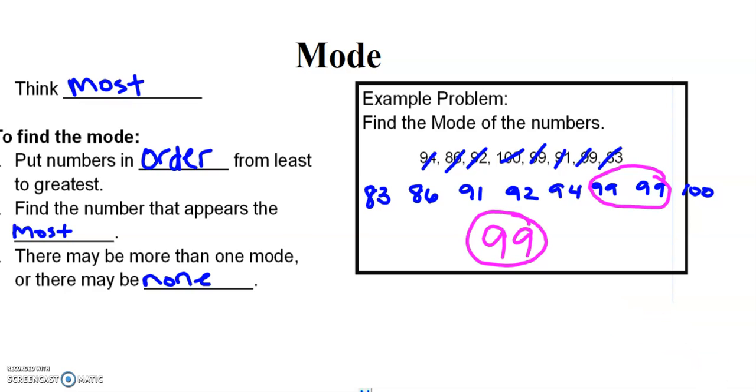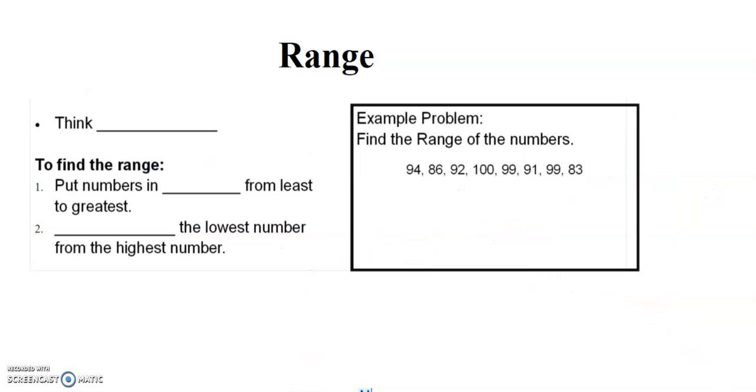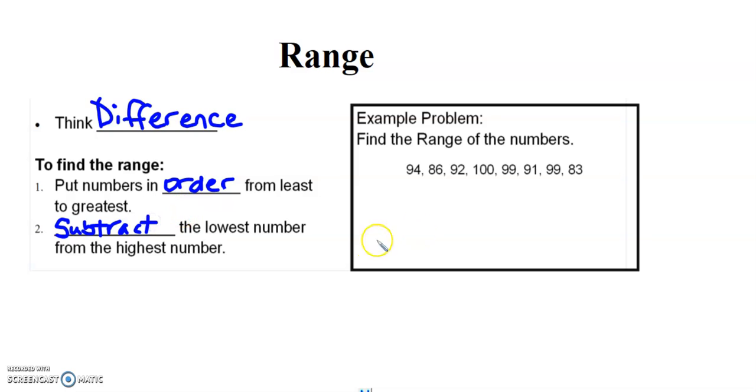And then our last one is range. And when you hear range, you want to think difference. To find the range, you're going to again put the numbers in order from least to greatest. And once they're in order, you are going to subtract the lowest number from the highest number.